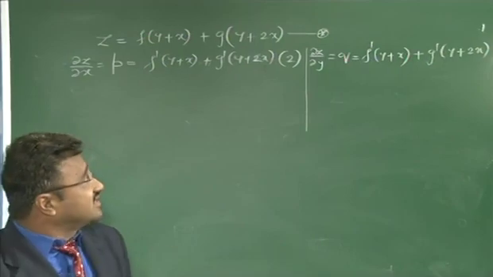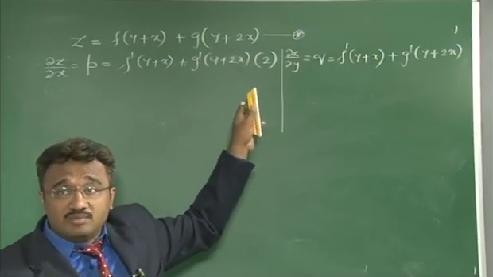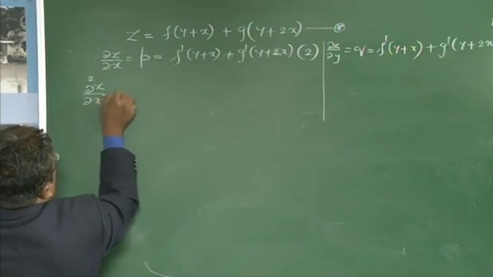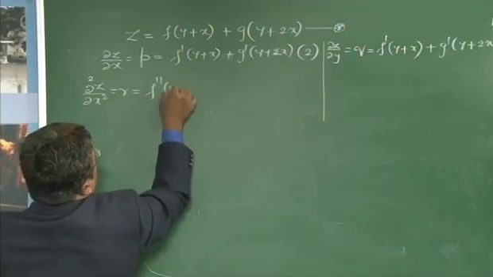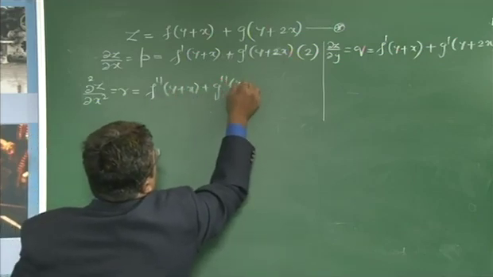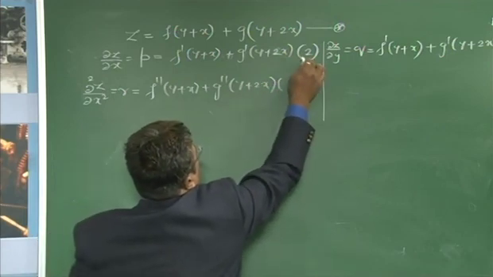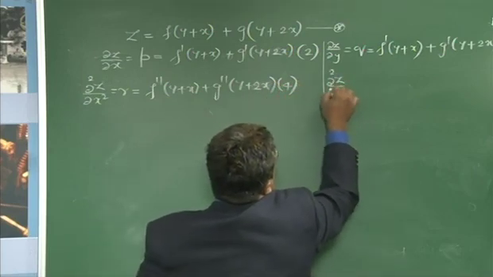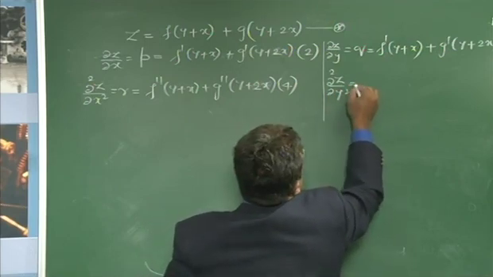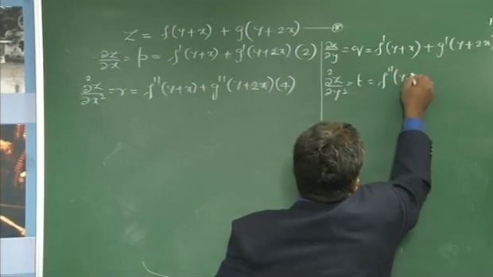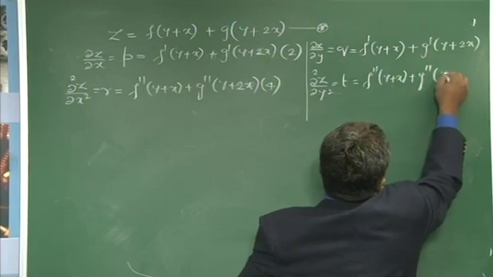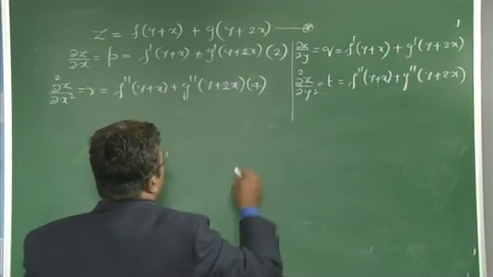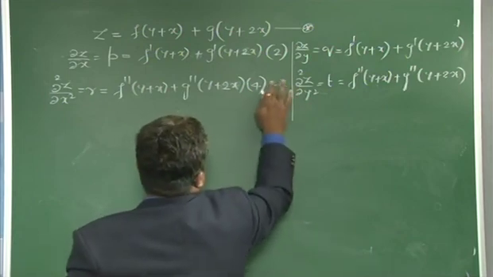Now I am going to second order, because two arbitrary functions f and g are there, and to eliminate them we need second order. Again I differentiate this with respect to x. This is dou square z by dou x square, which we simply call r: f double dash of y plus x plus g double dash of y plus 2x into 2, and already one 2 is there, one more 2 appears, so this becomes 4. And dou square z by dou y square, this is simply t: f double dash of y plus x plus g double dash of y plus 2x. Inside the term y is there, so after differentiation with respect to y you get 1. Call this equation number 1.